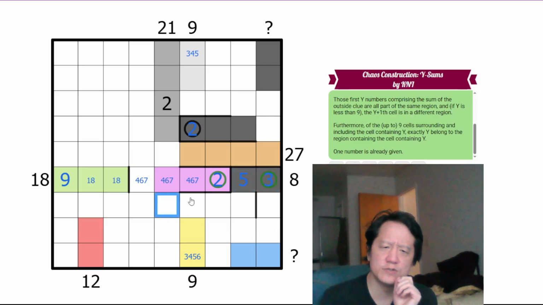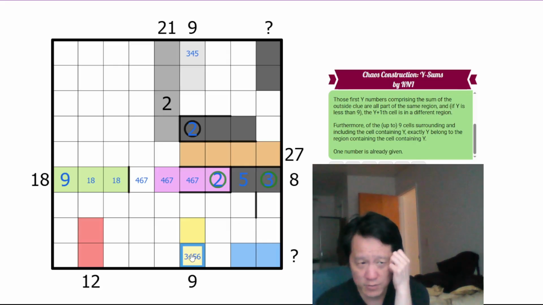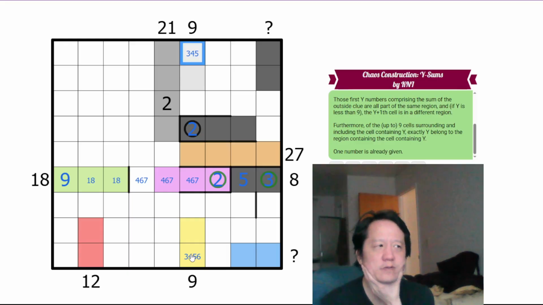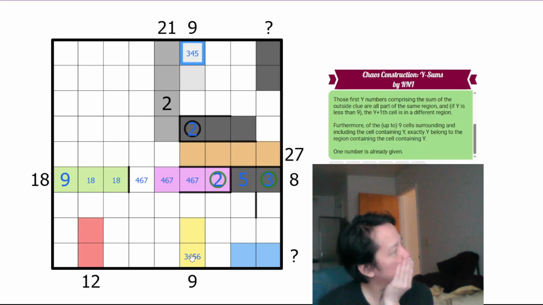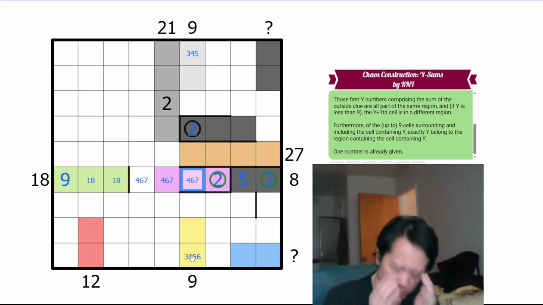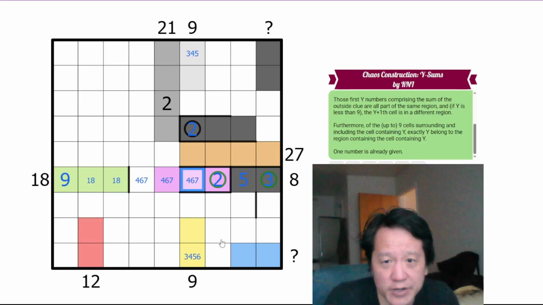Even if this is... Well, no, that does help if this is 2, right? Then this becomes 7. Or, sorry, this becomes 3. And this could be... Well, 7 doesn't work. That actually doesn't work, period. Huh. Shoot. This is annoying. Okay.